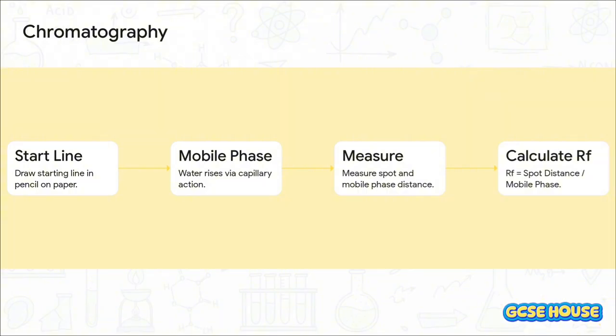But crucially, you must draw that starting line in pencil. If you use a pen, the ink is going to run right up with your mobile phase and ruin the whole shebang. To find the retention factor, or RF value, just divide the distance your spot moved by the distance the mobile phase moved. Simple as that.